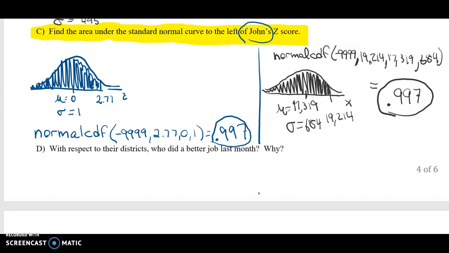Tune into the next video to see pages 5 and 6 of your notes and learn more about applied problems with the normal distribution.